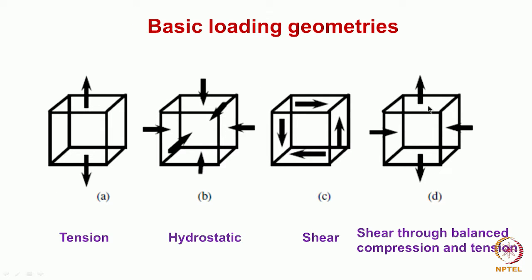What are the basic loading geometries in which we can load the sample? Either in tension, by applying tension in one direction, or we can apply a hydrostatic pressure and load the sample, or we can apply just shear, or we can have a balanced strain. That is, we can have a shear by applying a balanced compression and tension.